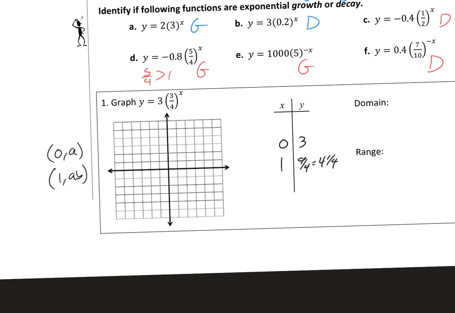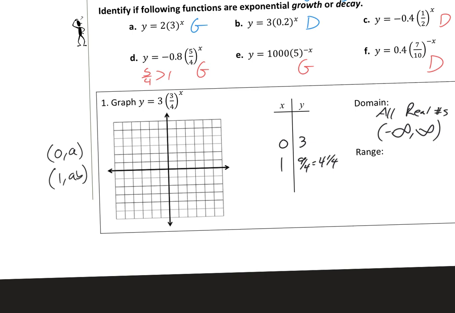Okay, what's the domain? Domain, remember, that's the x values. Well, there's no x value that I cannot plug in here. So this is all real numbers. Or another way you could say that is all the numbers from negative infinity to positive infinity. All right, the range. What are we talking about for y values?